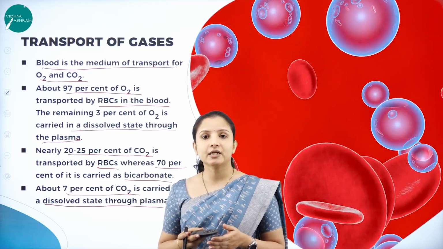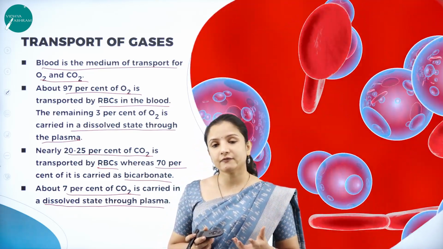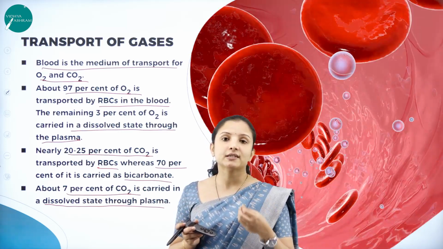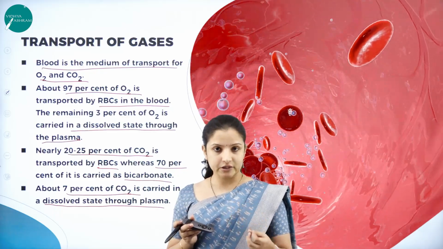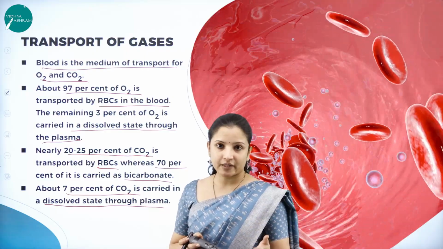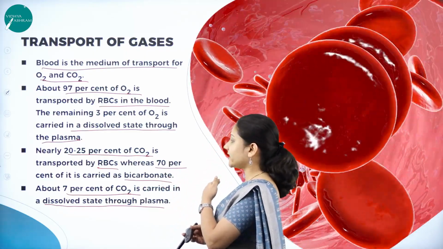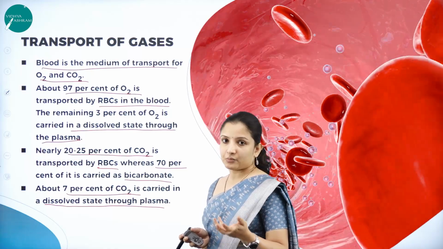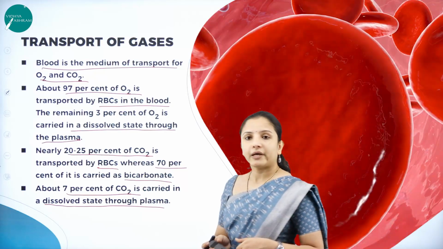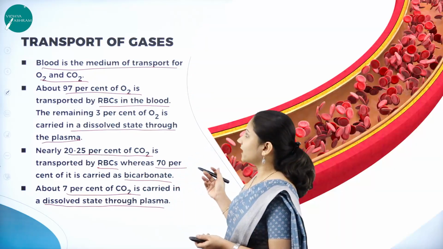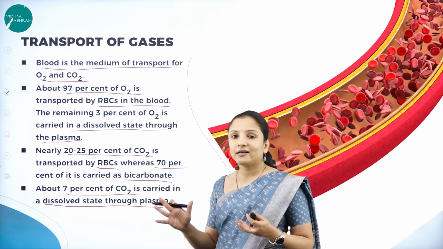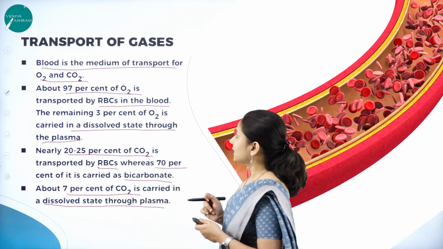So what did we understand here? Transport of gases, which is the medium for transport of gases? One is blood. In blood, RBC contributes 97% to transport of oxygen, and carbon dioxide is also transported by RBC, but only 25%. The remaining 70% is carried in the form of bicarbonate ions, and the remaining 7% of carbon dioxide is carried by the blood plasma. So whatever it may be, blood is the main medium for the transport of gases.